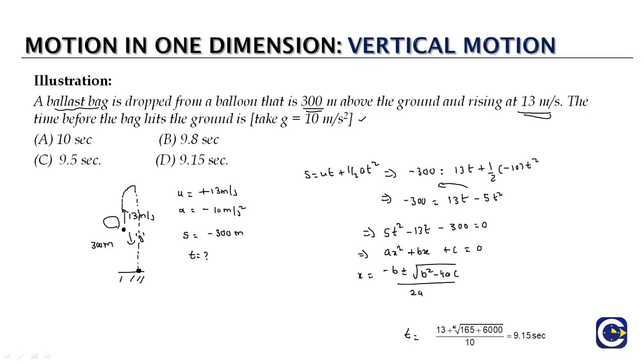13 plus or minus root of 169 plus 6000 by 10, but we will omit the minus because that will be giving us a negative time value. So the possible value of time is 13 plus root of 6169 by 10. On simplifying the value, we'll get it as 9.15 seconds. So when we release the ballast bag from the 300 meter height, it will take 9.15 seconds to hit the ground.